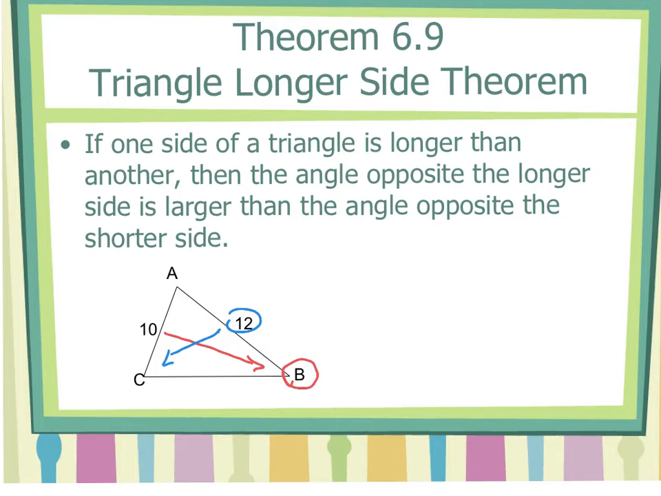So because, let's see, AB is bigger or greater than AC, AB is 12, AC is 10. So because 12 is bigger, then the angle across from the 12, which is angle C, is going to be bigger than angle B. So the side across from the angle will tell you where it's going to fall, as far as the smallest or the biggest.